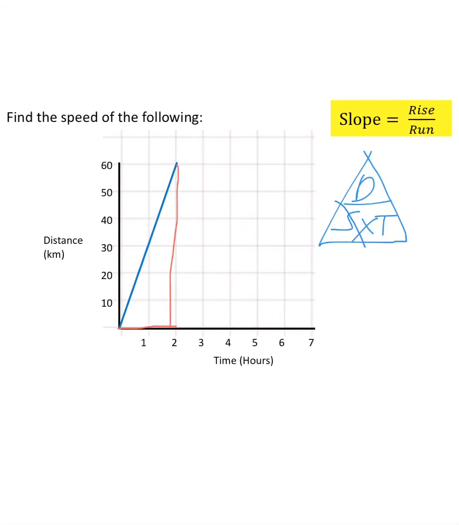And we're going to read off the values here. So we can see the time there is 2 hours. And then the distance, it goes up to 60. So then we'd have 60 over 2, because distance divided by time. And that will be 30. And it's kilometers and hours, so it's kilometers per hour.